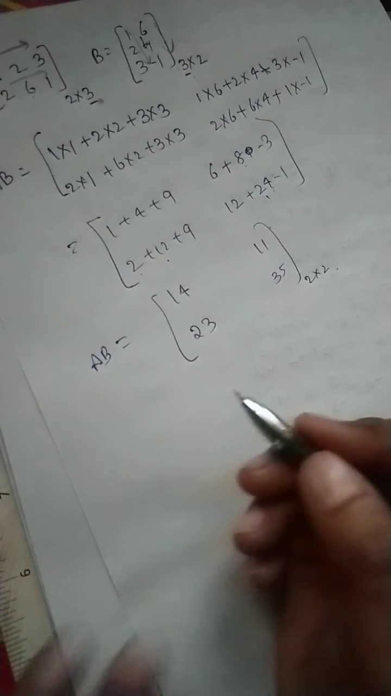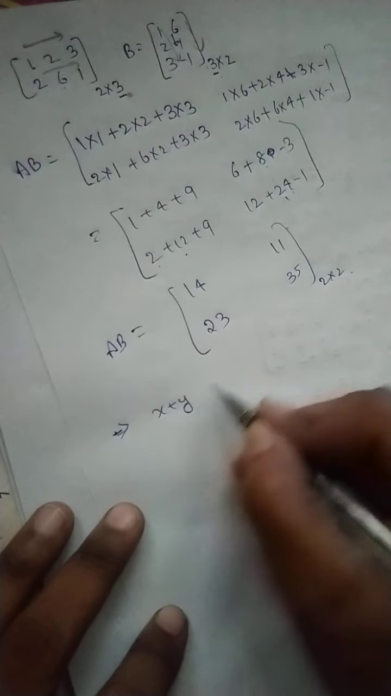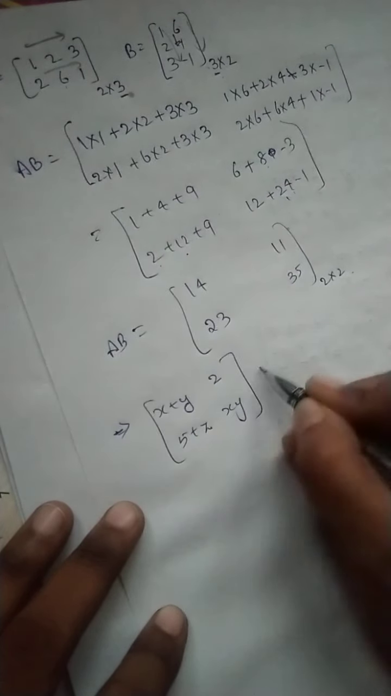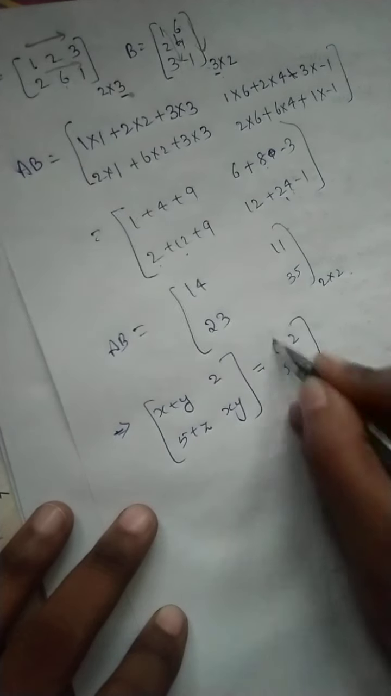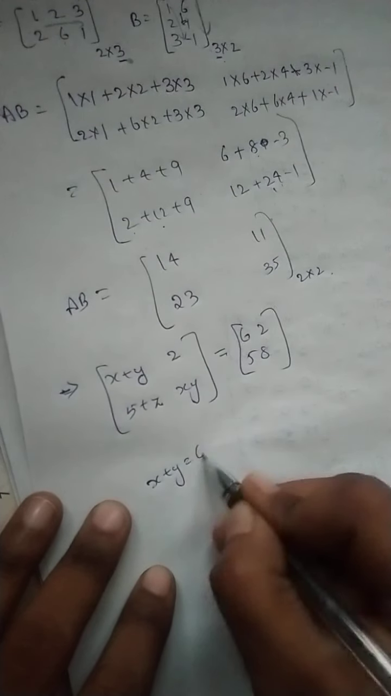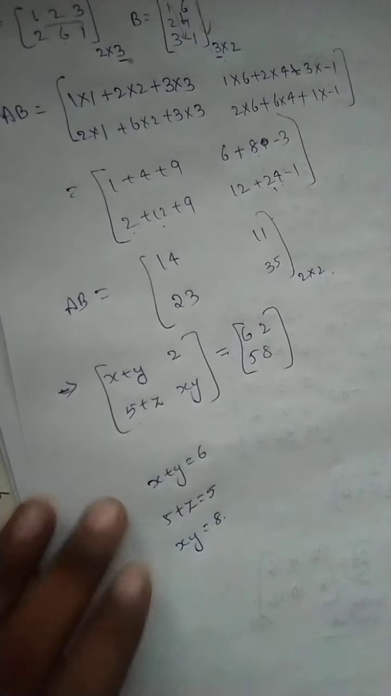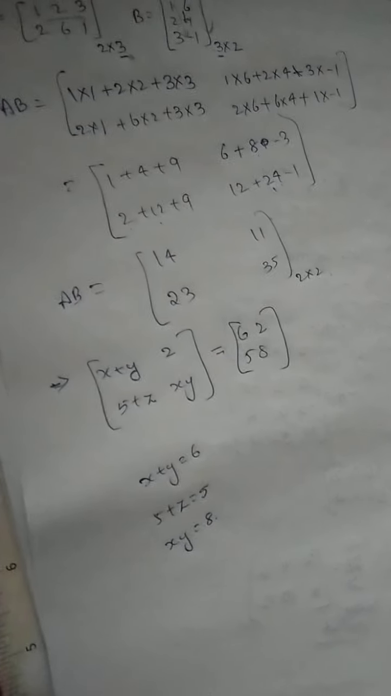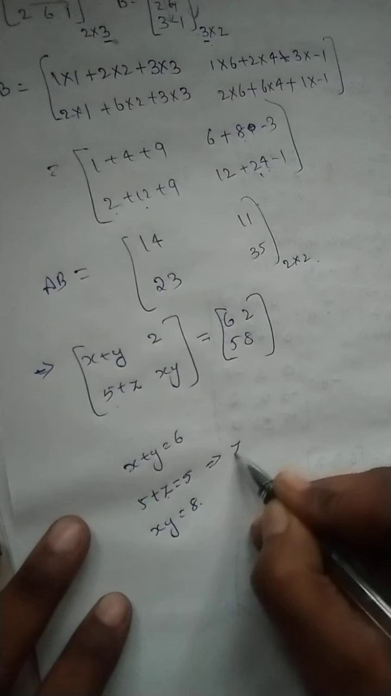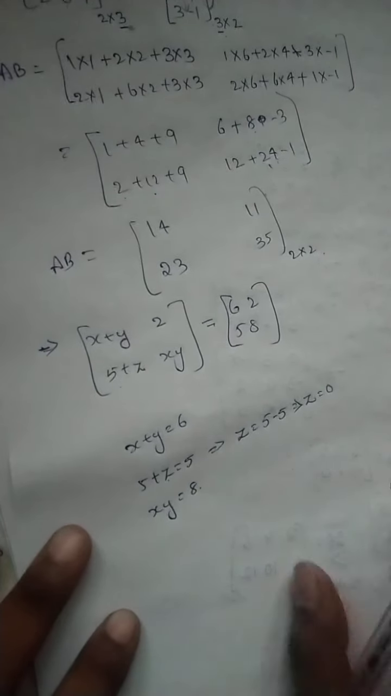So find the value of x and y and z from the given matrix. So the problem is like this: x plus y, 2, 5 plus z, xy is equal to 6, 2, 5, 8. Okay. So here we have to equate this value with this value. So x plus y is equal to 6. Then 5 plus z is equal to 5 and xy is equal to 8. Now you can substitute any value in any of the equations. Now from this second equation we can calculate z. So z is equal to 5 minus 5. So z will be 0. Okay, z value will be 0.